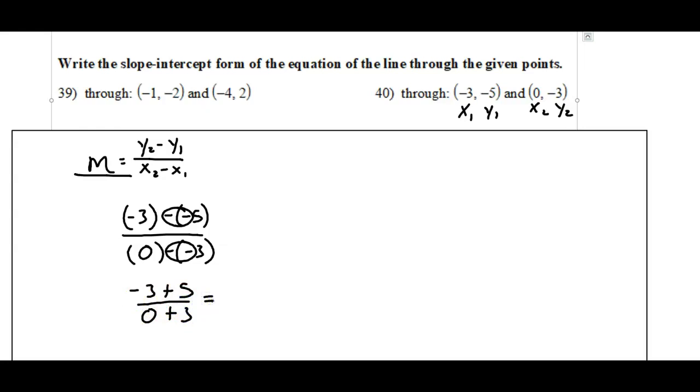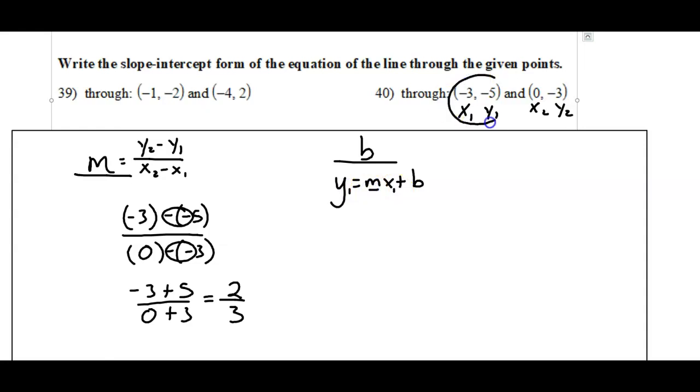Negative 3 plus 5 on the top becomes 2, and the bottom is 3. So there's my slope. The next thing we want to do is find our b value. The way you do that is by taking your y equals mx plus b equation, and you're going to plug in y1 here, x1 here, and the slope here.